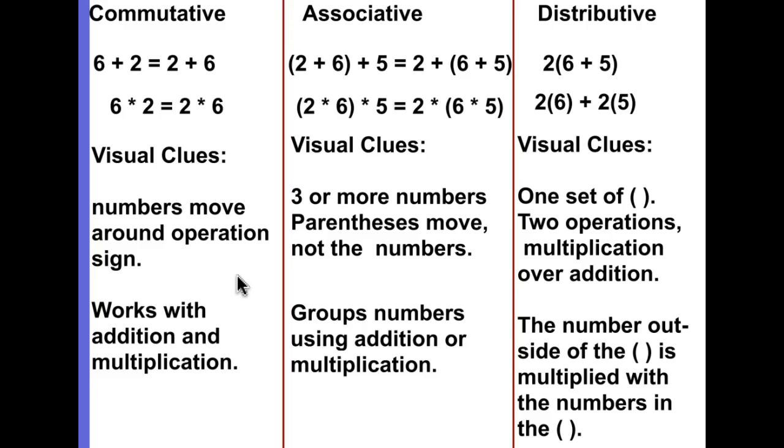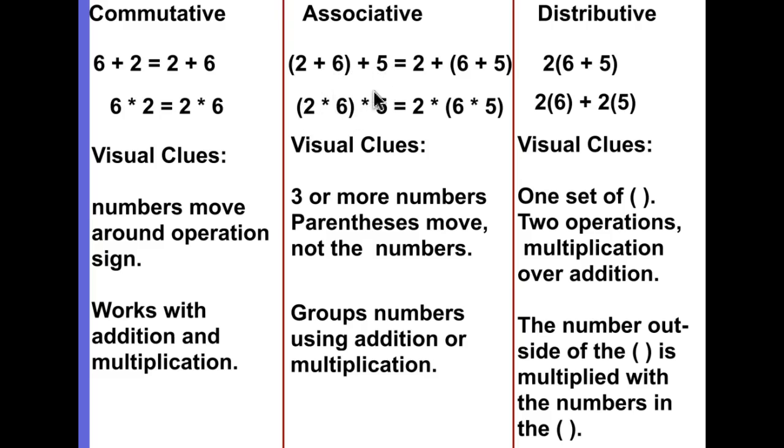It does not work with division and subtraction. The associative property: I'm associating or grouping numbers together. Again, I have 2 plus 6 plus 5, 2 plus 6 plus 5. My numbers did not move. They stay exactly the same.